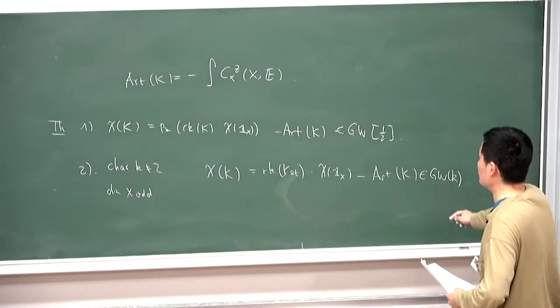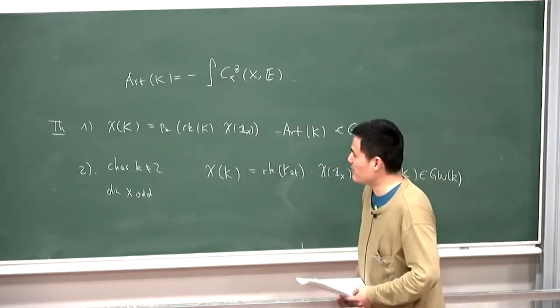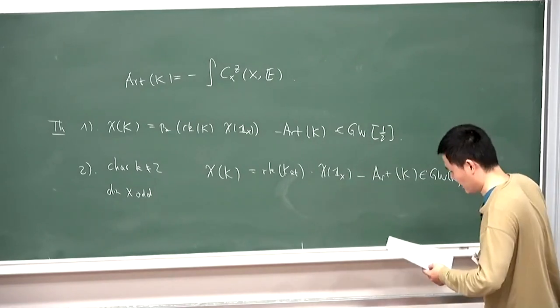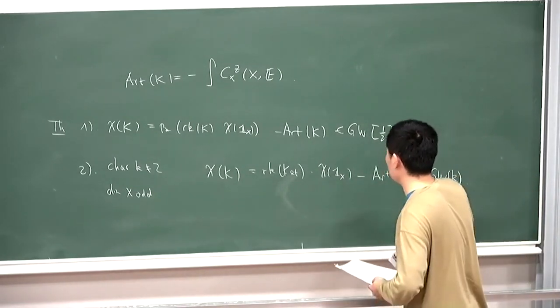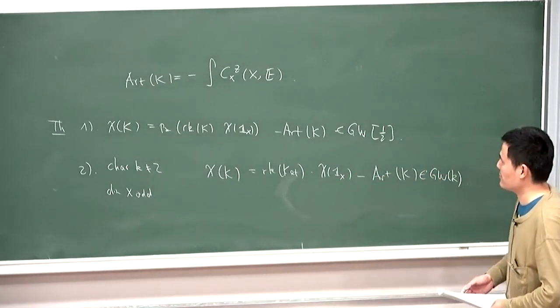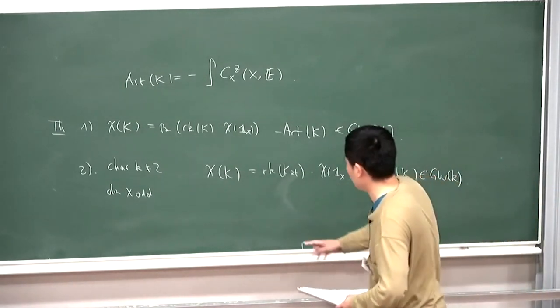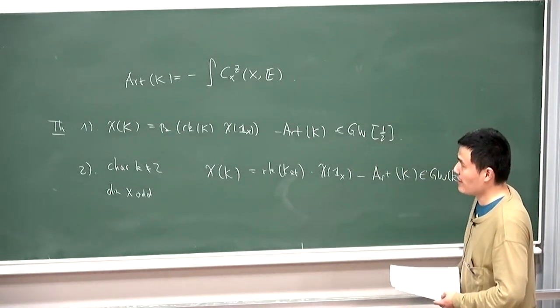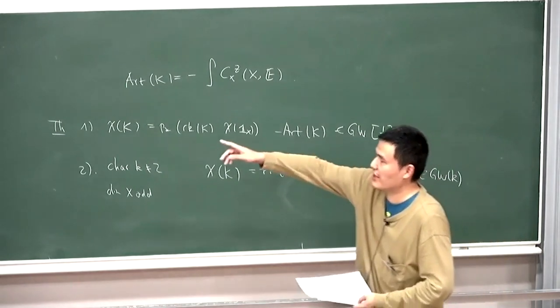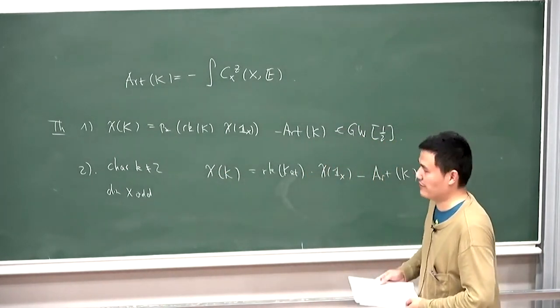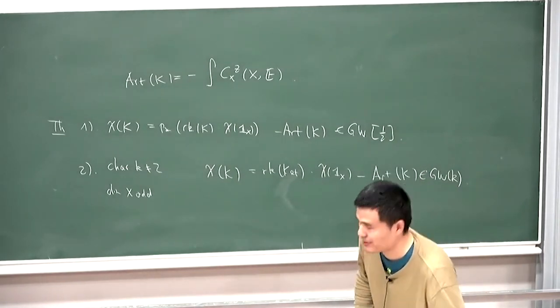Yes, so basically in the odd dimensional case, we obtain some equality in GW of K. And the proof for the second case actually uses some results of Marc Levine, which says that in the odd dimensional case, this thing is always hyperbolic. And if you look at the Euler class, then the Witt part of the Euler class is trivial. So I would like to stop here. Thank you.